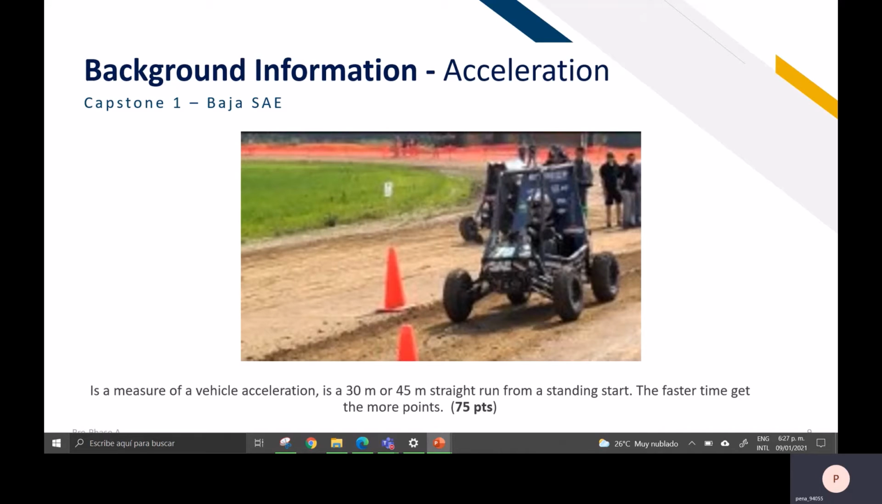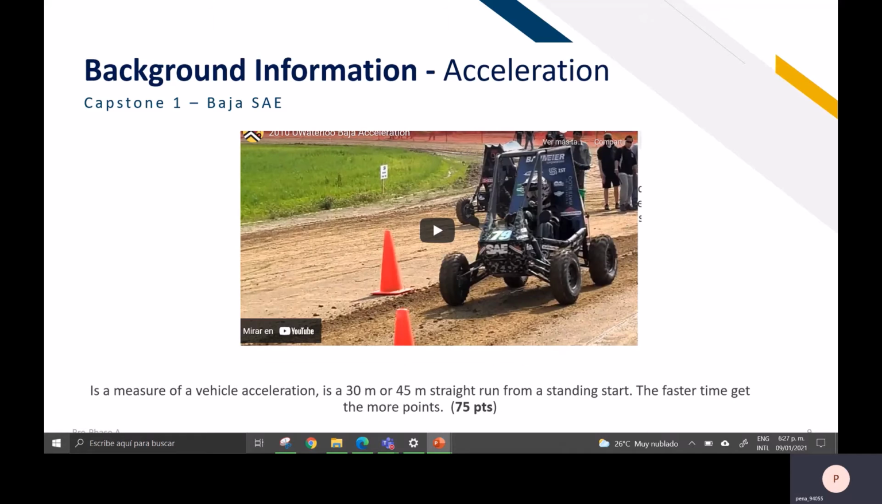Acceleration. This measures the acceleration of the vehicle in a straight run of 30 or 45 meters from a standing start. The faster time gets more points. Maximum points for this event is 75. Go to sample video.